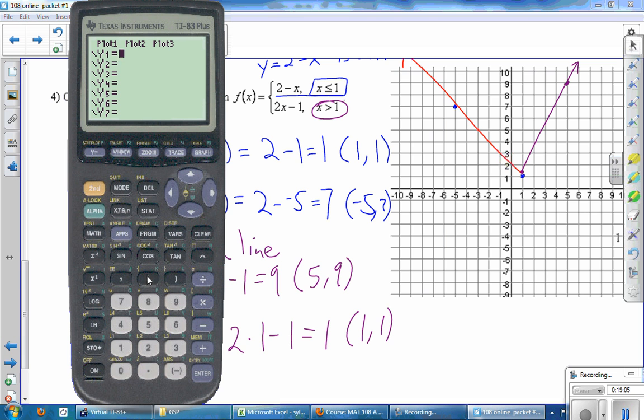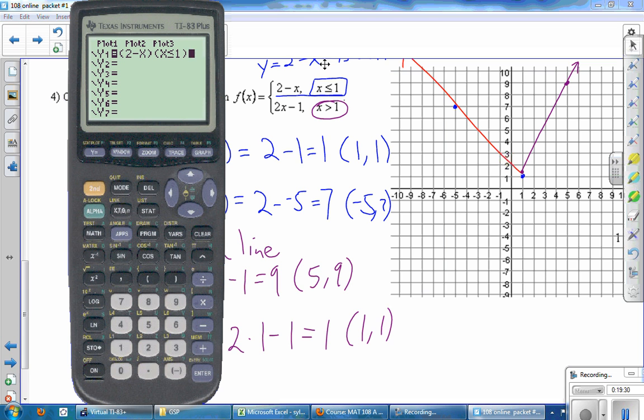So the first rule is 2 minus x. It doesn't need parentheses, but we need to put them in here. Then we're going to type in other parentheses, this inequality, x less than or equal to 1. Less than or equal to is inside of this test menu. It's yellow. Second math. Less than or equal to is there, number 6. Less than or equal to 1. Close the parentheses. That's the first part.